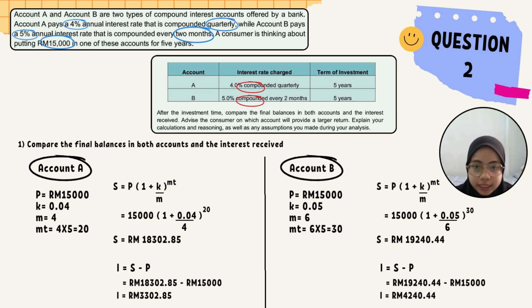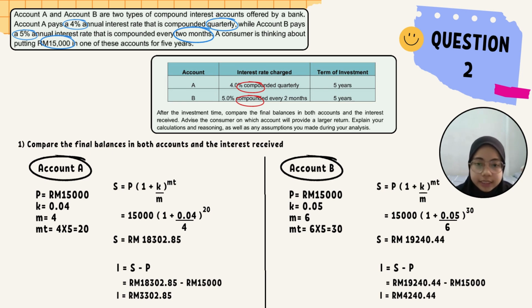First, we need to list all the information given. For account A, P equals 15,000, K equals 0.04, M equals 4, MT equals 4 times 5, so we get 20. To find the final balance, we need to use the formula S equals P times (1 plus K over M) to the power of MT. So we put all the information given in the formula and we will get the final balance for account A equals 18,302 ringgit and 85 cents.